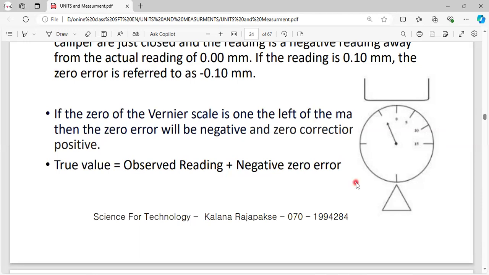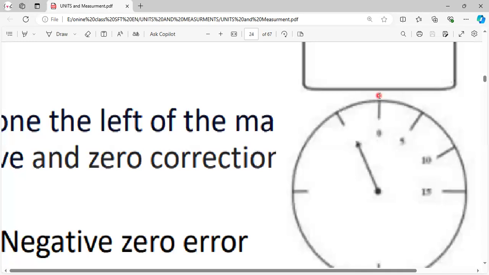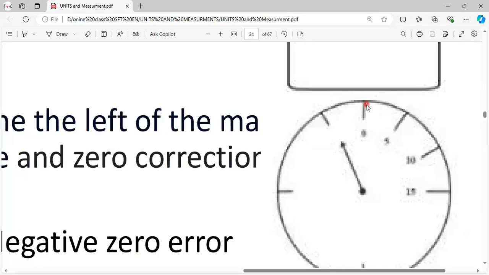So to get the correct value, you can still use the measurement device, but you have to add that negative zero error. Right? In this weight measuring instrument as well, this is the 0th point, and you can obviously see at the rest position, it is located on the opposite side. So this is going to be a negative 5 grams, right?